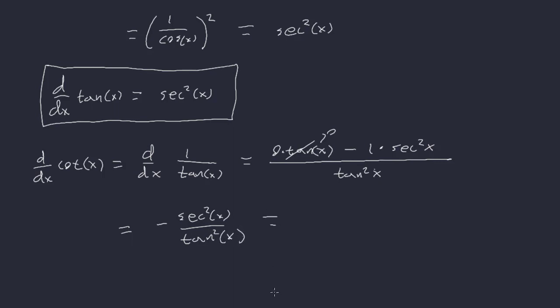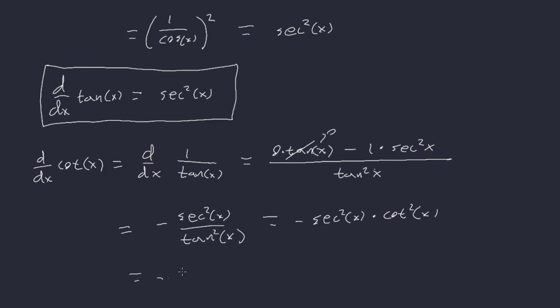But there's a much nicer way to think about this if we split up this fraction. This is negative secant squared times the 1 over tangent squared will be cotangent squared.